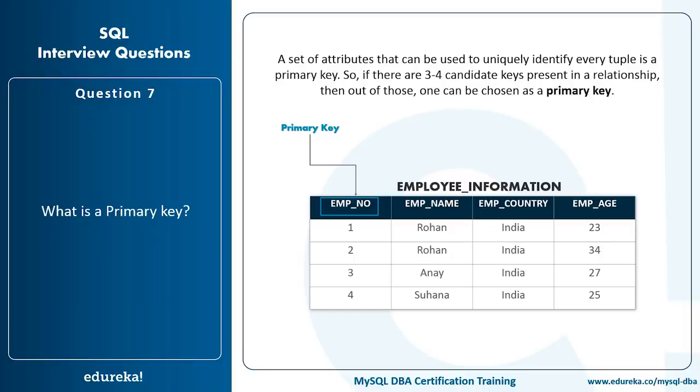Now, as you can see on the screen, we have an employee information table which has columns like employee number, employee name, employee country, and employee age. Now, obviously, you can uniquely identify each and every employee with the employee ID, right? So basically, that will be our primary key. So over here, employee number will be a primary key.